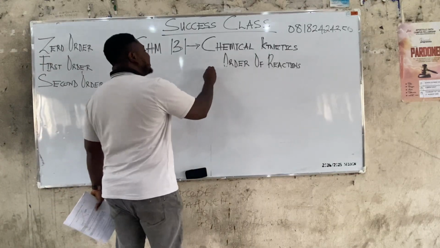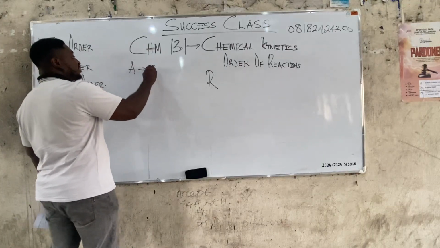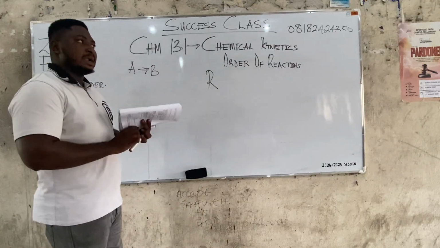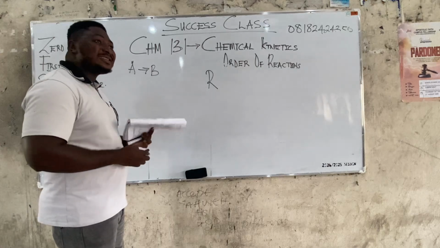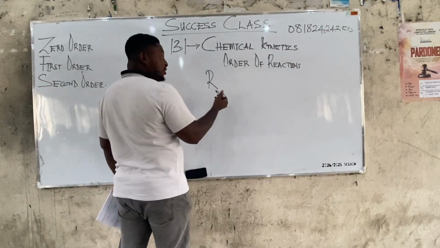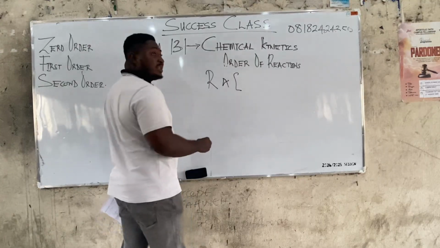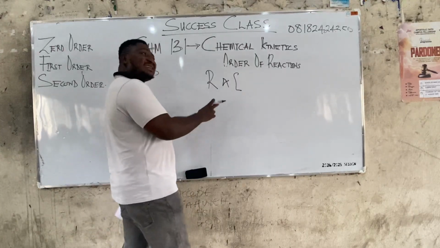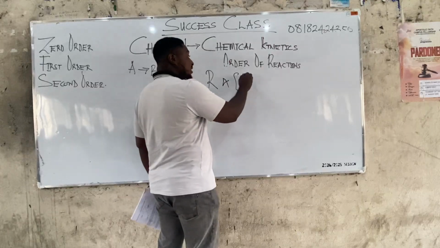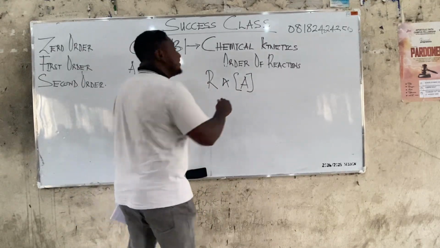Class, let us write the rate equation for a zero order reaction. If you have a reaction A to give B, and you have to write the rate equation for it, and it's a zero order reaction, following the information I told you about rate equation, R is proportional to concentration. What's the rate law? Rate law says that the rate of chemical reaction is directly proportional to the concentration of the reactant. It doesn't consider the product. Remember that. Raised to the power of the what?